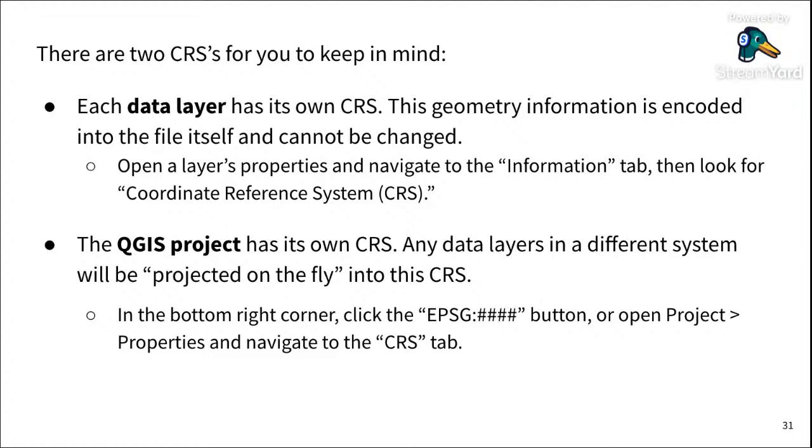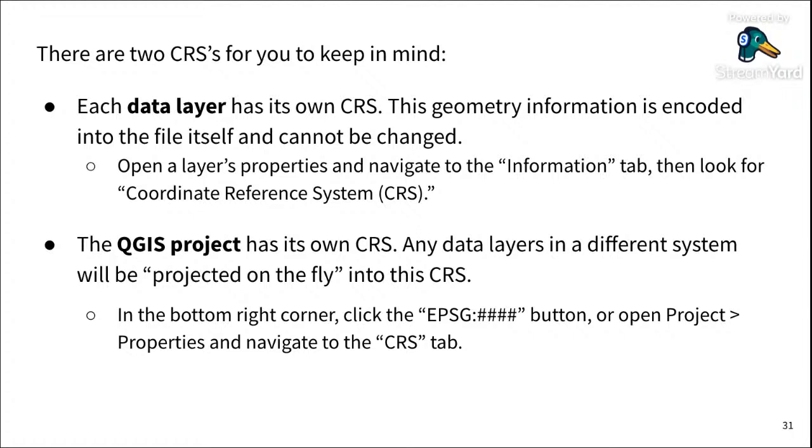We can't change it without making a copy and doing some kind of algorithmic projection of that data. The other area where CRSs matter is in the QGIS project itself. So this is something where we can basically tell QGIS, I want you to show me all this data in a CRS of my choosing, and it will do something called project on the fly, which basically means it will temporarily distort that data to make sure it all is aligned properly.